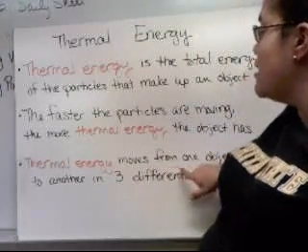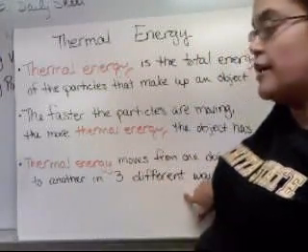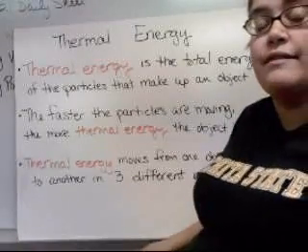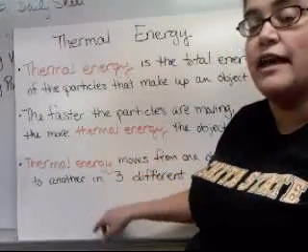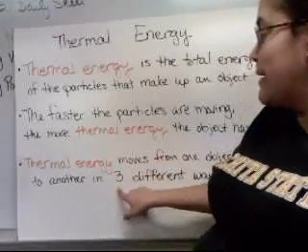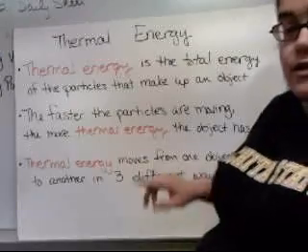Thermal energy moves from one object to another in 3 different ways. So remember we said that energy could change from one form to another? Well, when thermal energy changes, it moves through objects, but it does that in 3 different ways. We're going to talk about that.